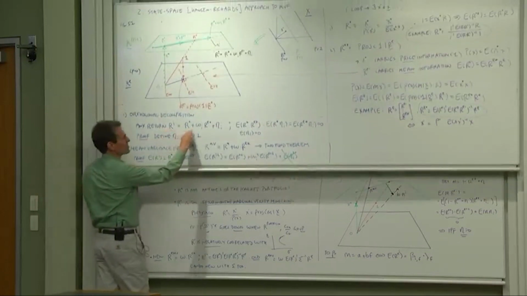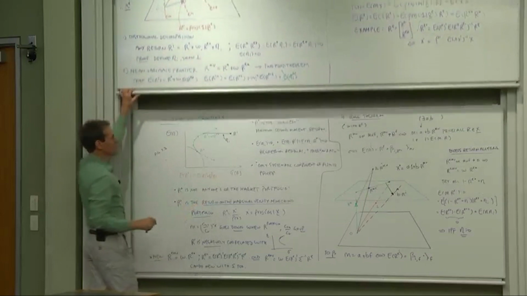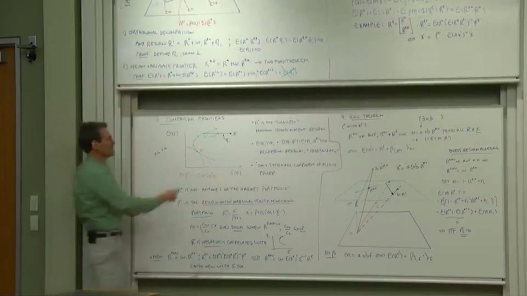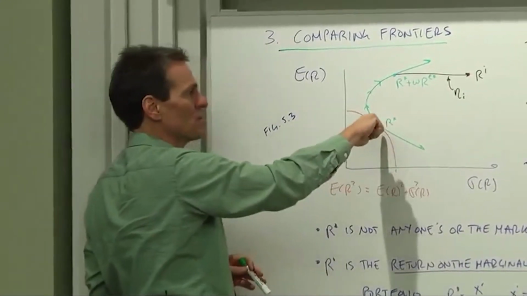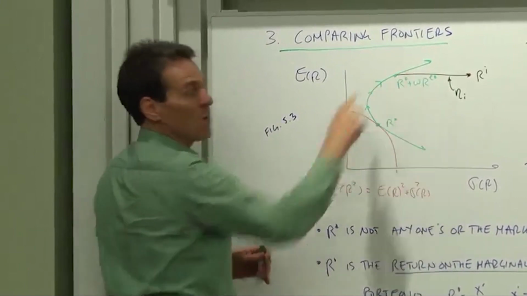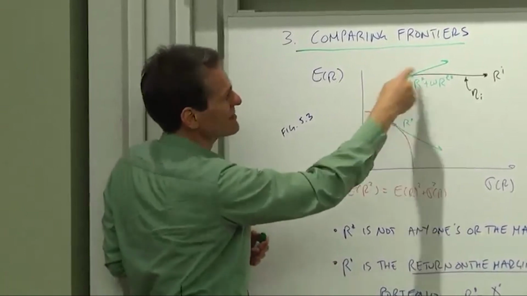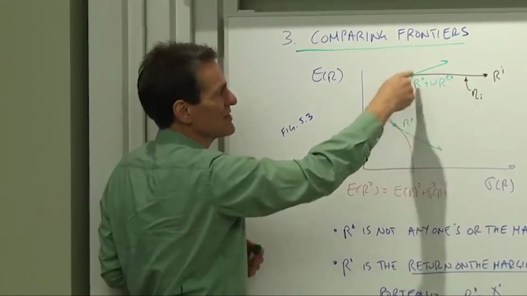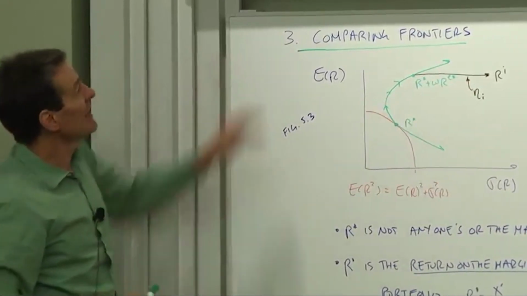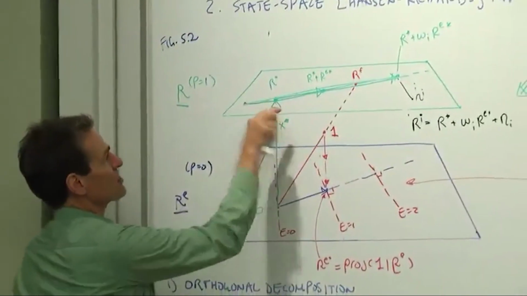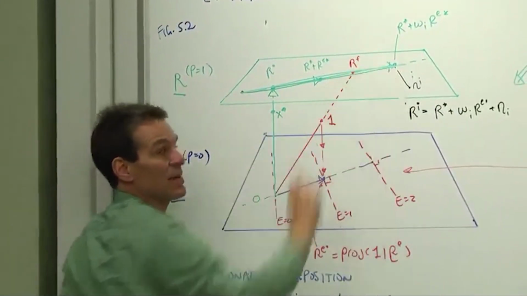Next, let's think of this three-way decomposition. Any return is R star plus w R e star plus a residual. How does that look? Well, we start with any return. We start with R star. R star plus w R e star sweeps out the mean variance frontier. So that brings us, for a typical return here, along the mean variance frontier. And then, as here we went R star plus w R e star, now we add the eta.